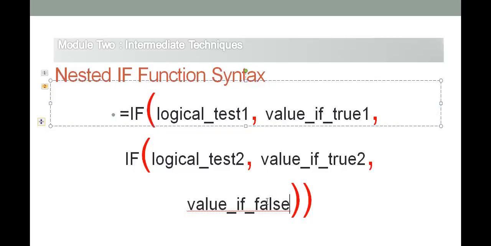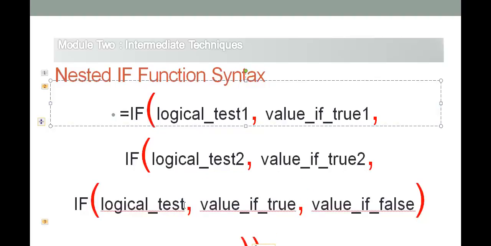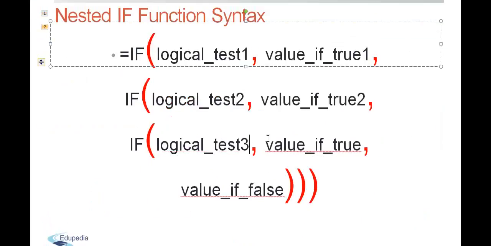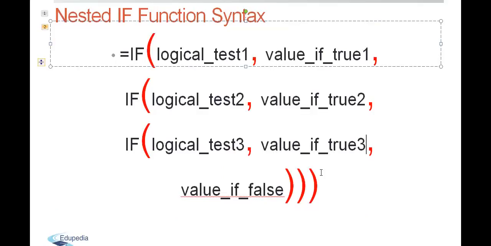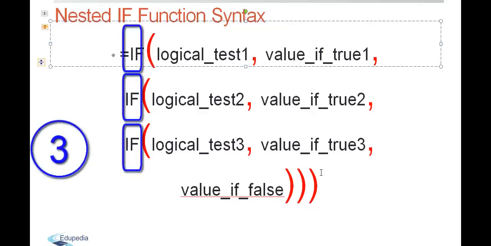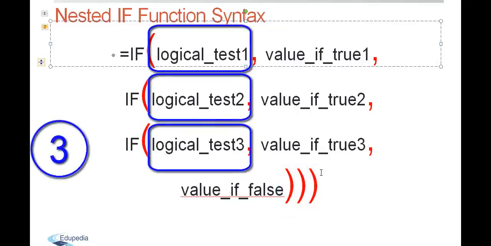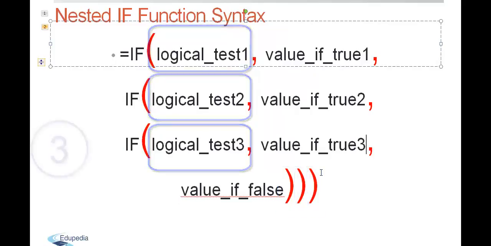And you can repeat the process more and more. You can add up to 7 IF functions inside one formula. After finishing your formula, don't forget to check that the number of IF functions used is equal to the number of open and closed brackets, and equal also to the logical tests and value if true parts.